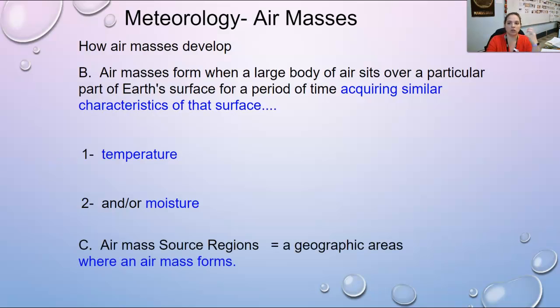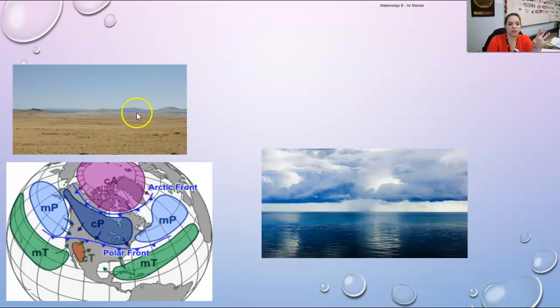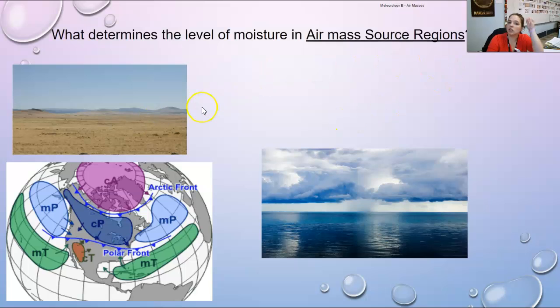And you have these things called air mass source regions, like the source of where all of this is coming from, the geographic areas where the air masses form. So the air masses form over a geographic area, and it absorbs characteristics of temperature and moisture from those areas. So for instance, you have this right here. Well, what determines the level of moisture in the air mass?